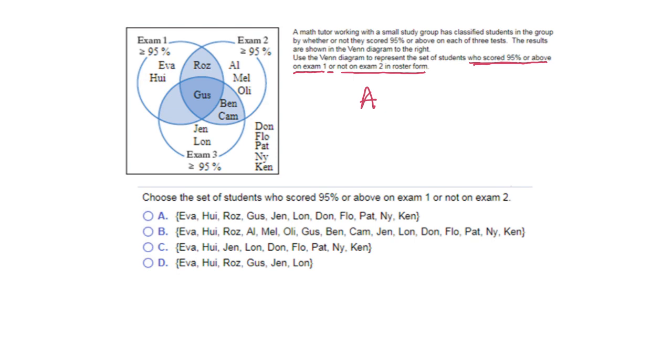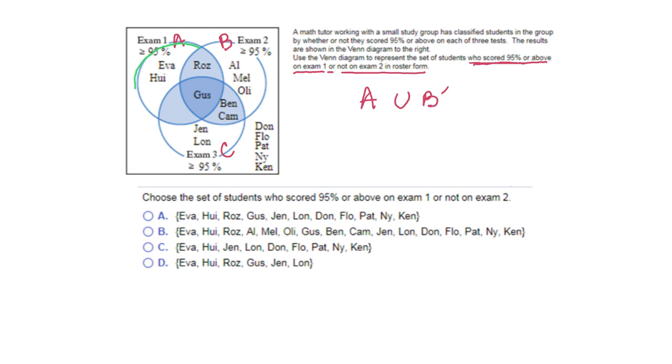And "or" means union. Remember, "and" means intersection, "or" means union. Not on exam 2 would be the complement of B, since I'm just calling these set A, set B, and set C. Keeping in mind that you're doing a union, everything that is in A will be in the final answer. So first of all, I'll go and highlight my set A.